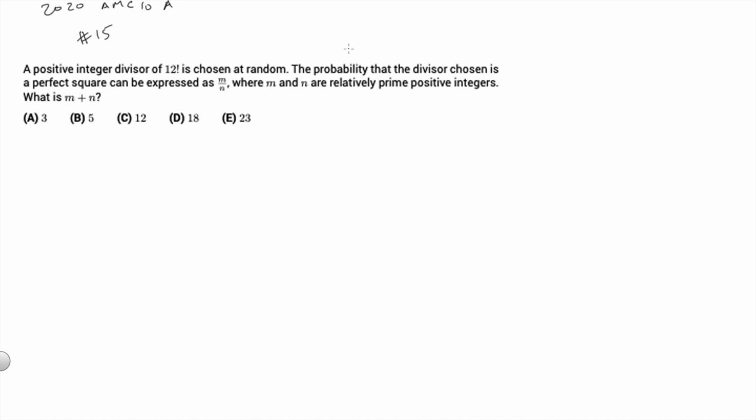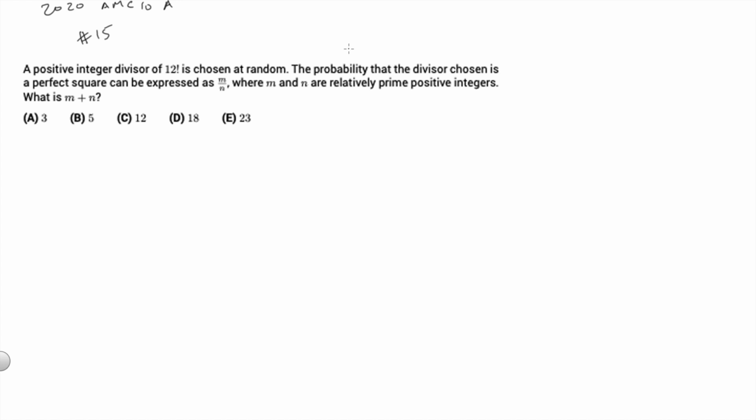A positive integer divisor of 12 factorial is chosen at random. The probability that the divisor chosen is a perfect square can be expressed as m over n, where m and n are relatively prime positive integers. What is the sum m plus n equal to?